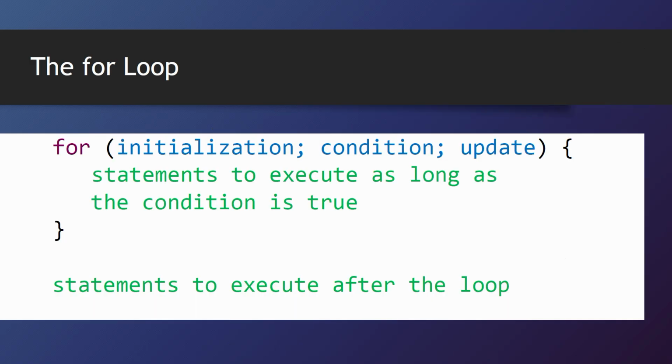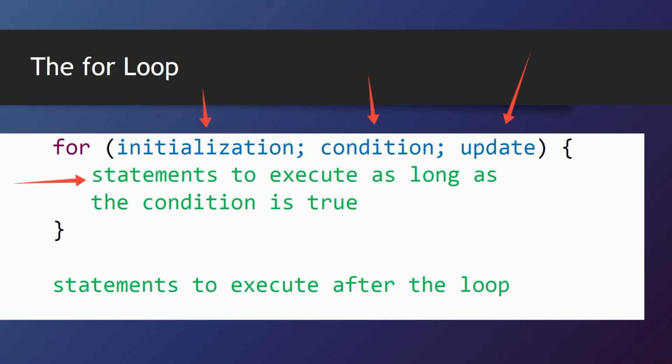The for loop controls have three parts: the initialization, which happens once at the start, the condition, which is checked before each iteration, and the update, which happens at the end of each iteration. The loop body is there as well.